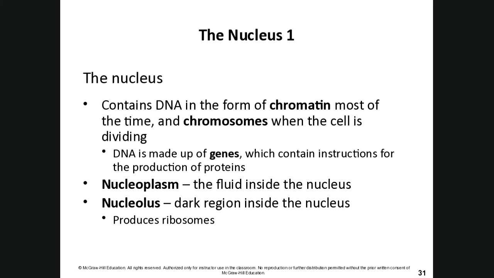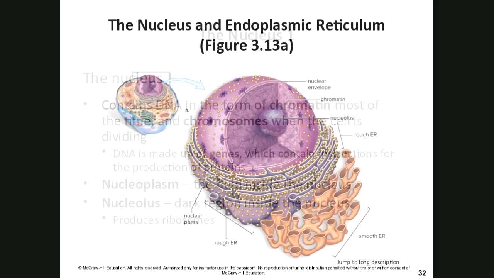So starting off with the nucleus, it contains the genetic information of the cell, has the DNA, and contains the chromatin and the chromosomes when the cell is dividing. DNA is made up of genes, which contain all the structures for making all the proteins of the body. There's also nucleoplasm, which is just the cytoplasm inside the nucleus, and then you have your nucleolus, which is just this really concentrated dark region on the inside of the nucleus, and its job is to produce ribosomes.